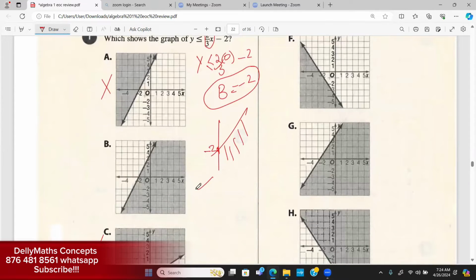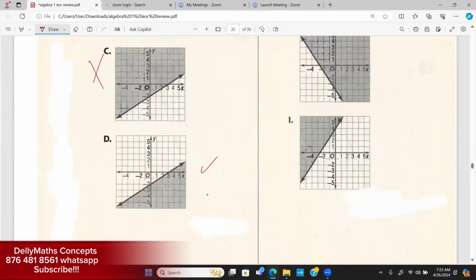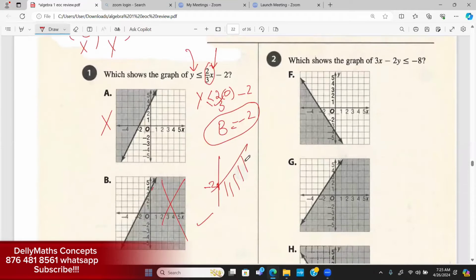So this did not cross the line at -2, so B is out. So now it has to be D. And whether or not I see an answer, because look, you could see that it crosses there. But the fact that I eliminated 3 things already, then automatically the last answer would have worked. So let's see what the second question is like.